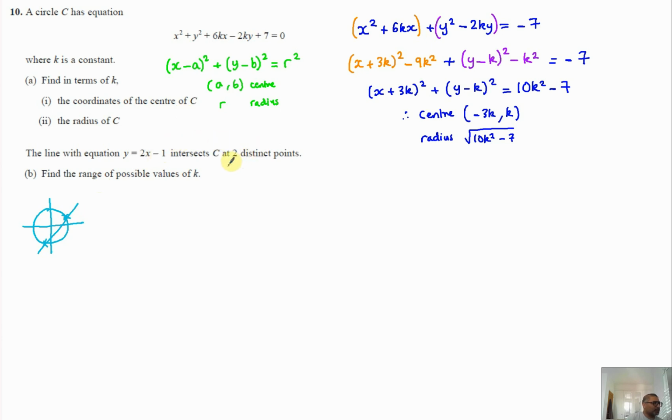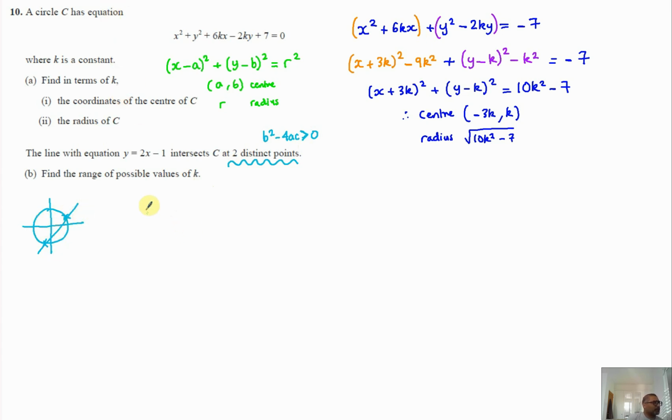And because it intersects at 2 distinct points, this should be a major clue for you. It tells you then that your discriminant b squared minus 4ac has to be greater than 0. If it was less than 0, the line wouldn't touch the circle at all. And if it touches only just once, then b squared minus 4ac would be equal to 0. So using our understanding of the discriminant, we can then work this out.